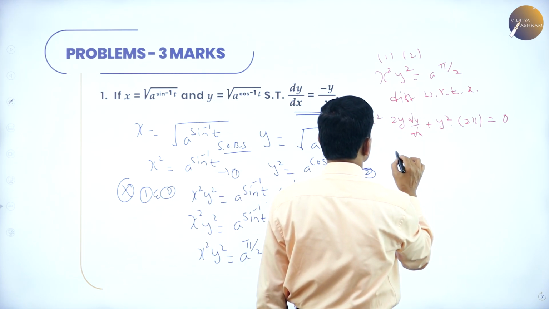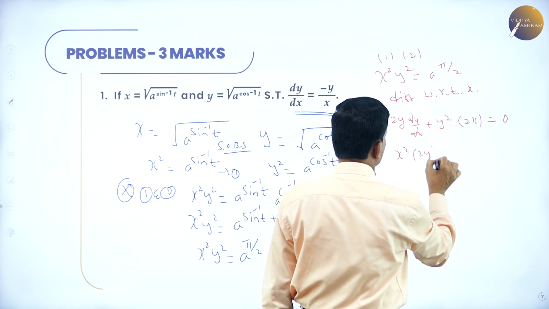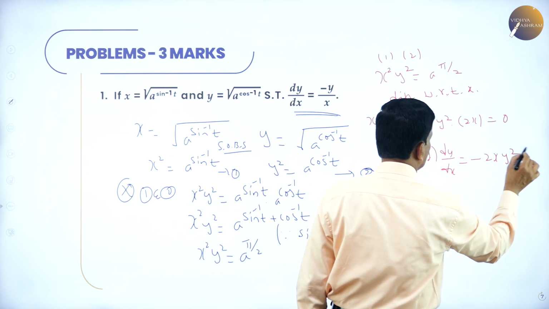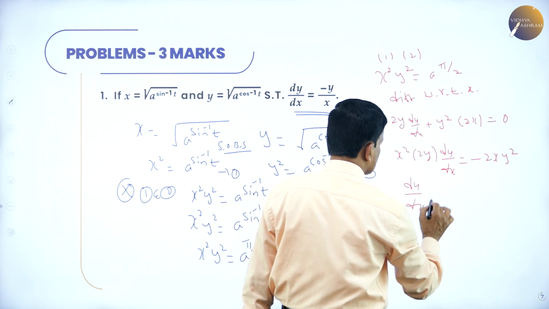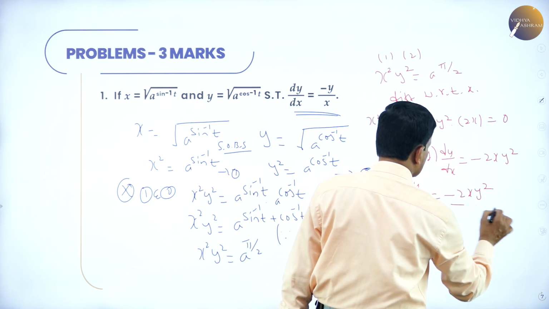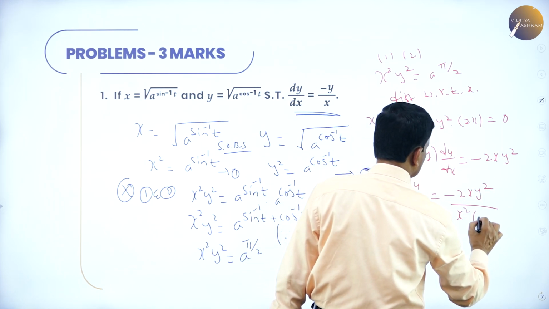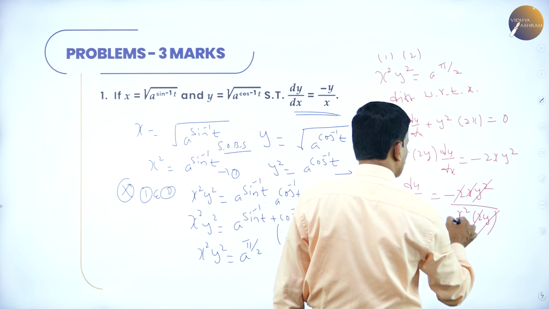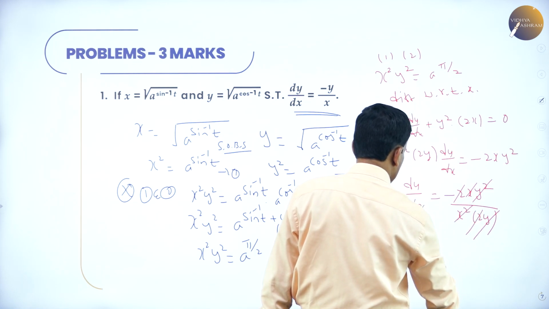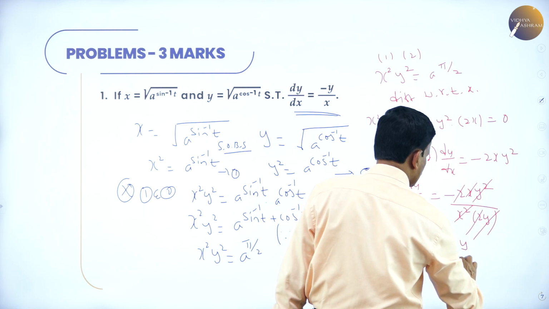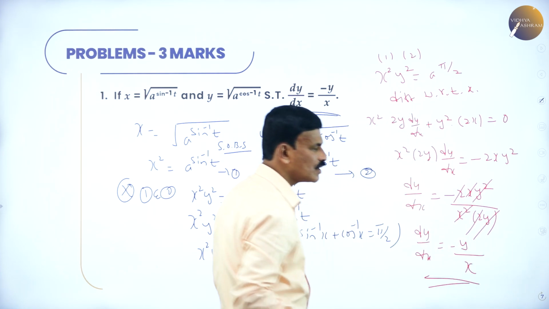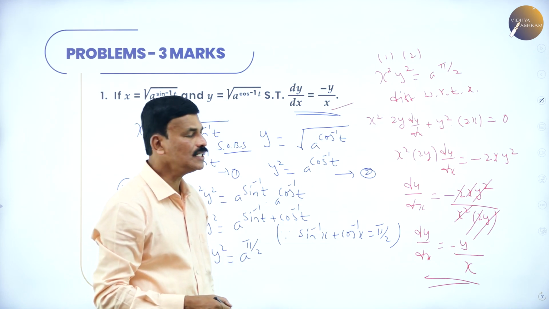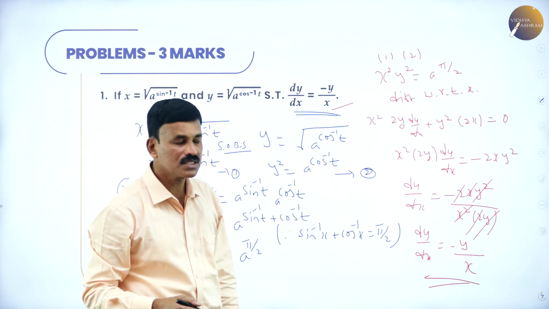Now just keep x square into 2y dy by dx here itself, and transfer the other term, which becomes minus 2x into y square. So dy by dx is equal to minus 2x y square divided by x square into 2y. The 2 gets cancelled. In the numerator 1 y, in the denominator 1 x gets cancelled. So dy by dx is equal to minus y by x, which is the answer. That's it. Differentiation of implicit functions.